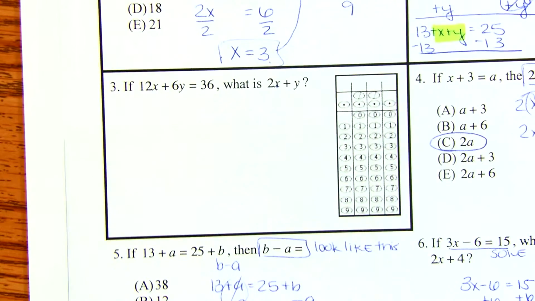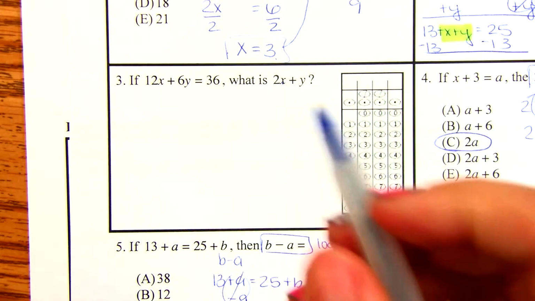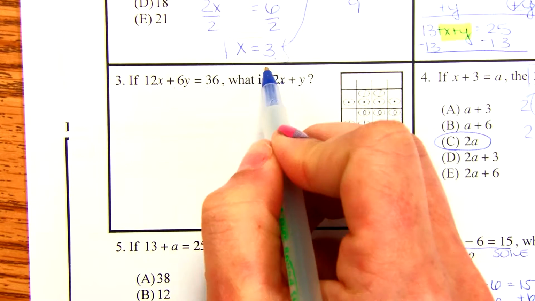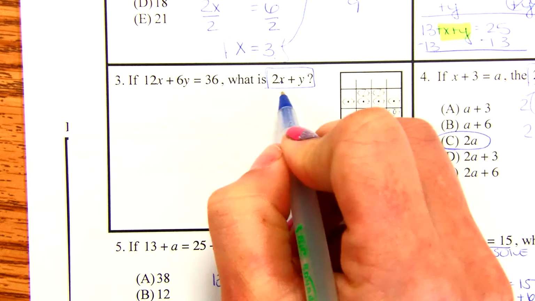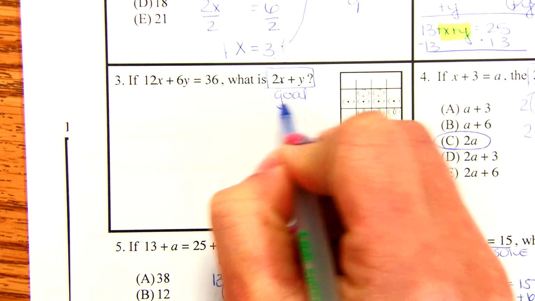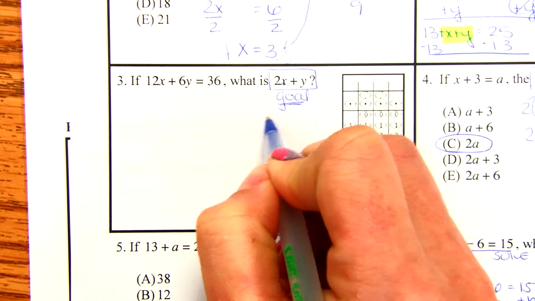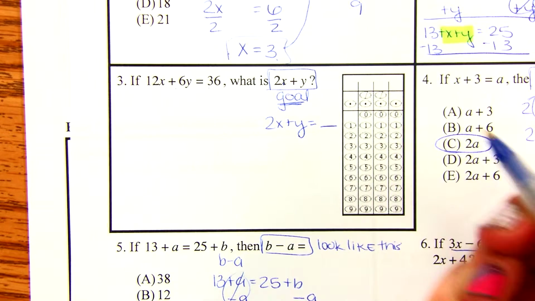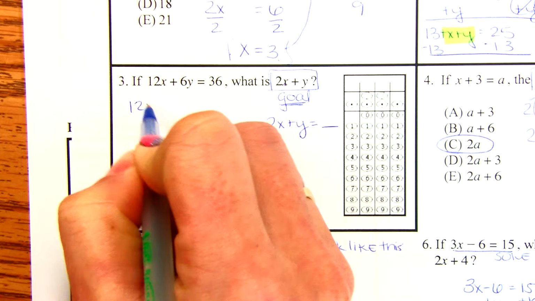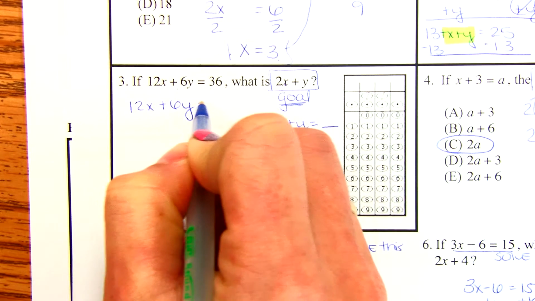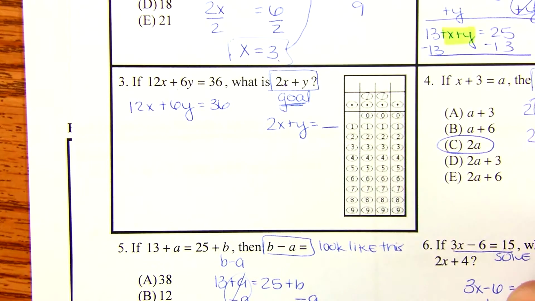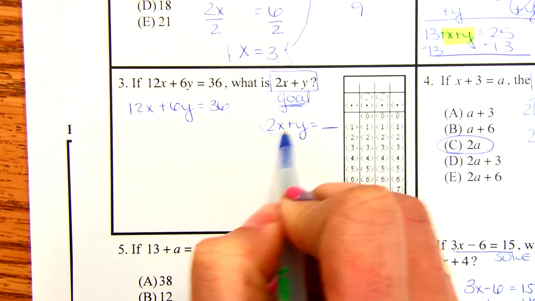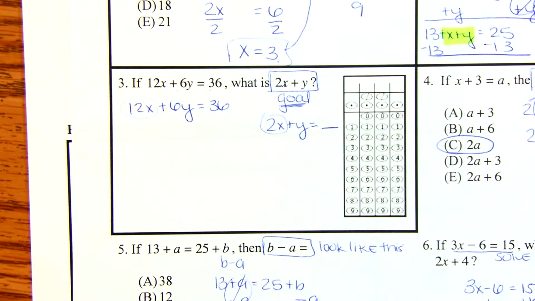Question 3. If 12x plus 6y equals 36, what is 2x plus y? Again, I see this and I automatically think this is my goal. My goal is to get 2x plus y equal to something. So I'm going to start with 12x plus 6y equals 36. And I see my x term, and I want it to be a 2x.